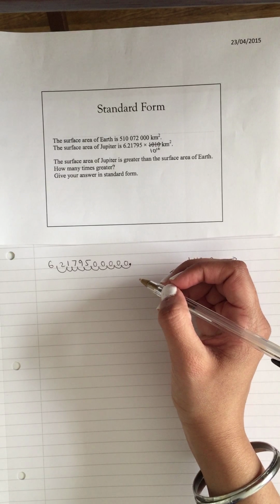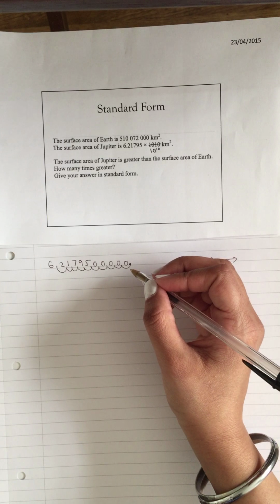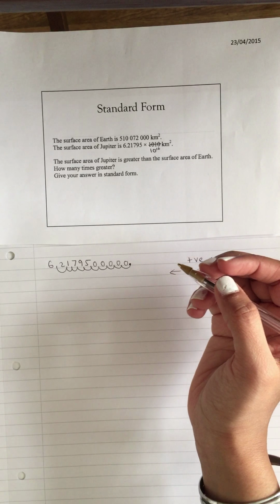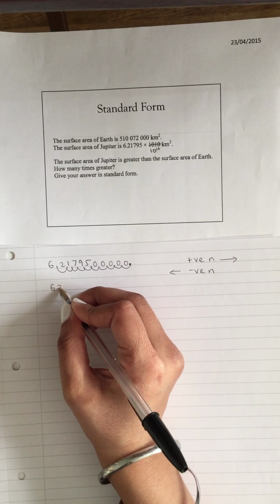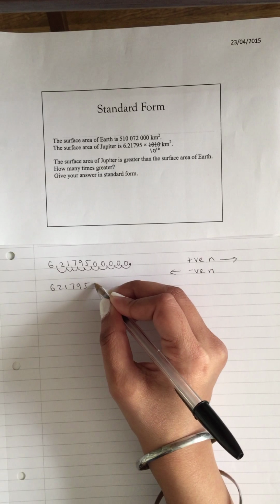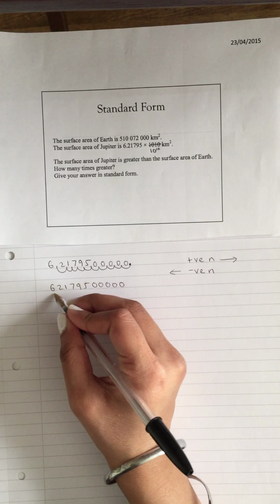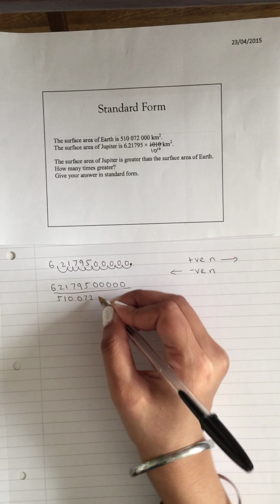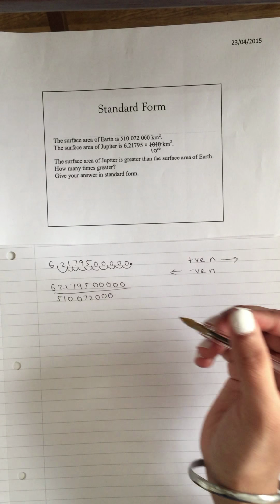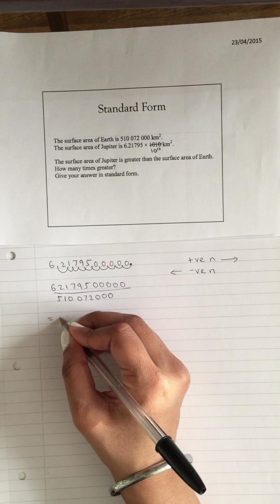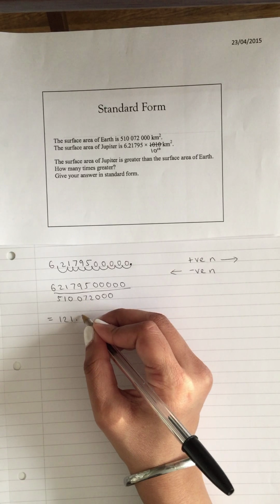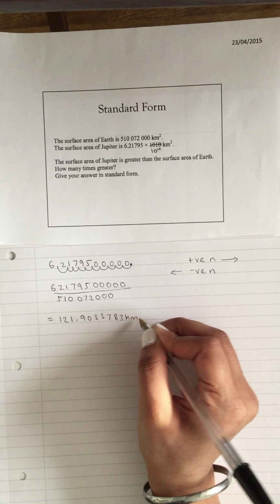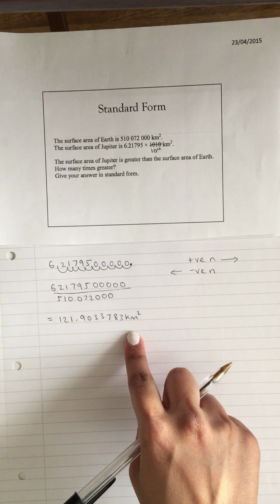And we are told the surface area of Jupiter is greater than the surface area of Earth. So to find out how many times greater, we must divide the surface area of Jupiter by the surface area of Earth, which we have already been given. And by using my calculator, I get 121.9033783 kilometers squared. And we mustn't forget the units.